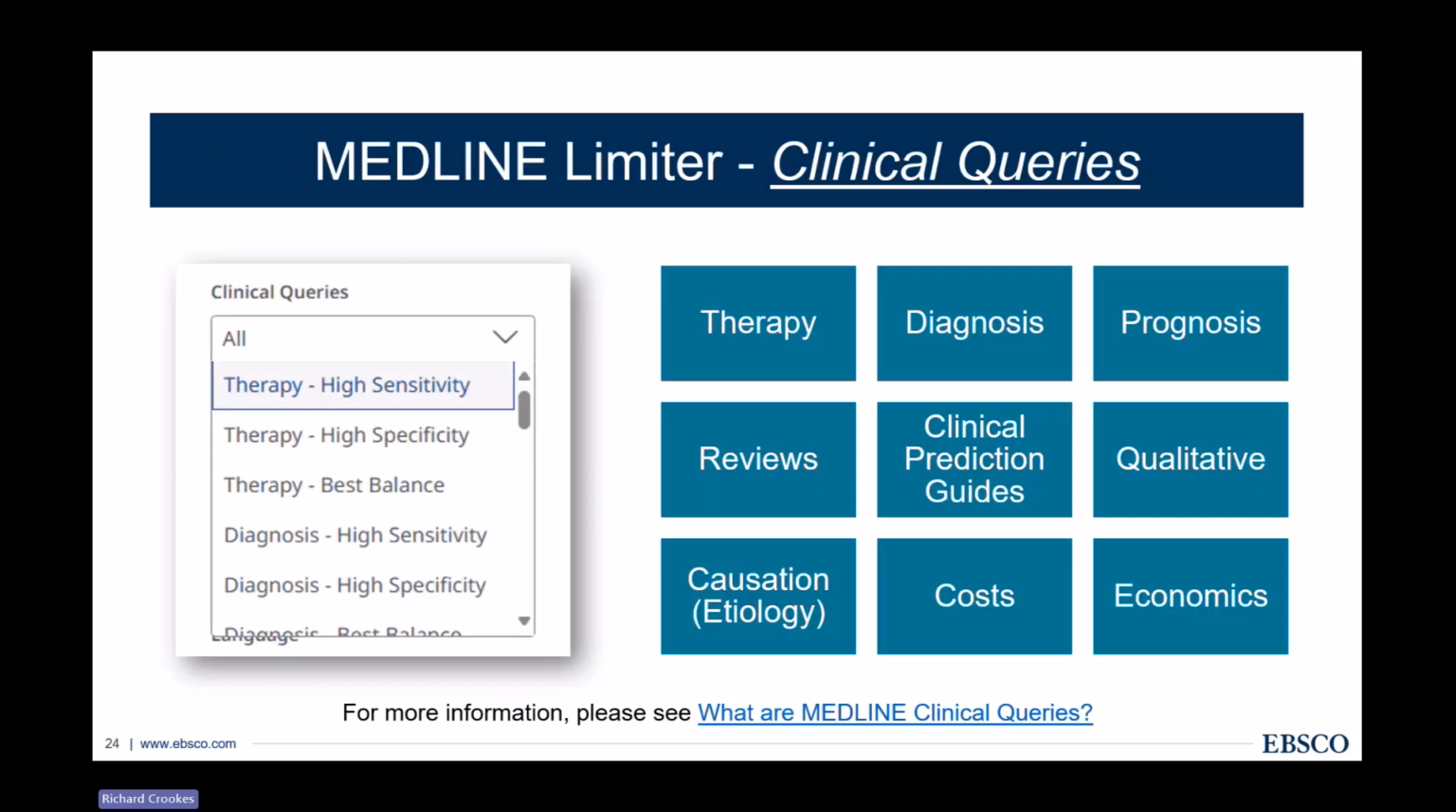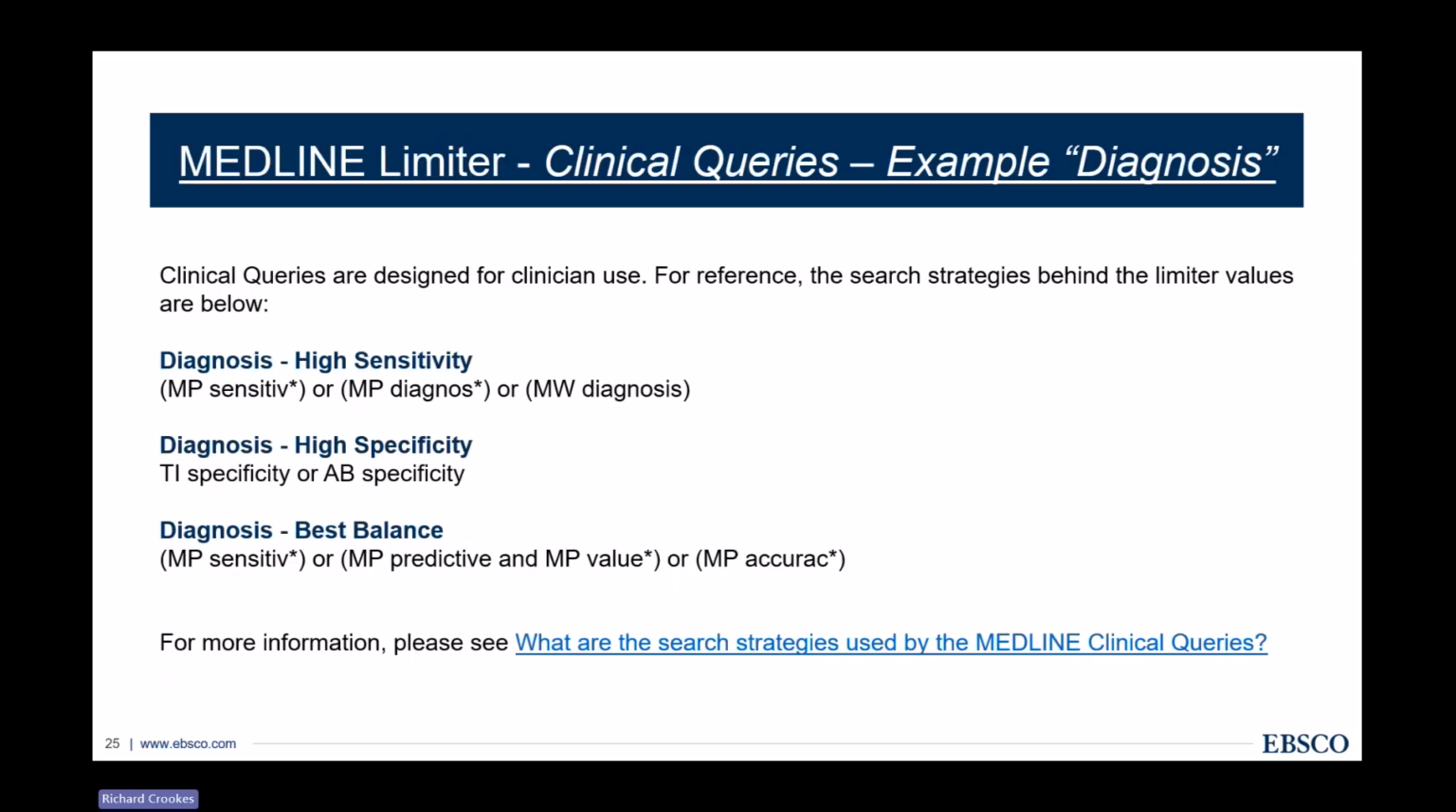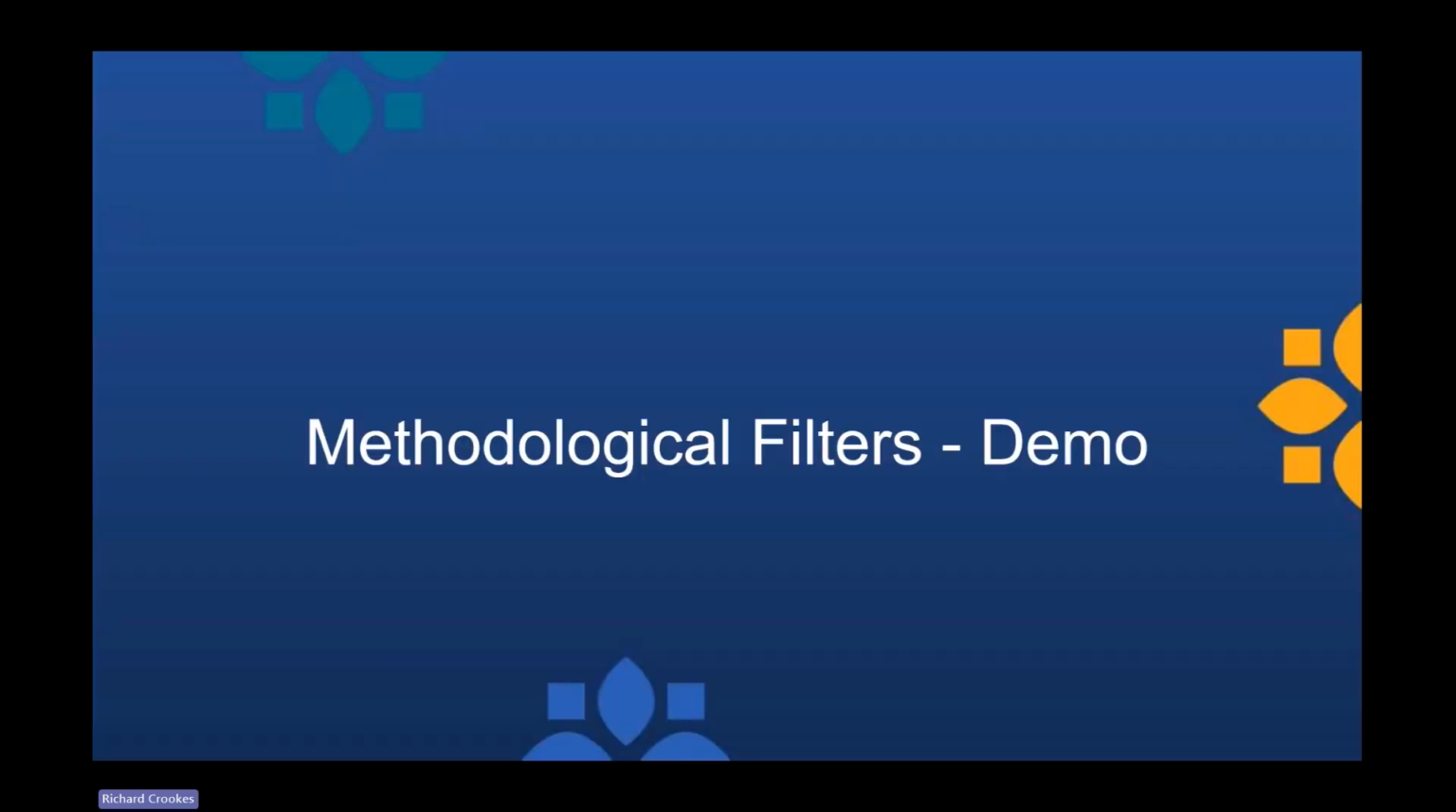Okay, and then with MEDLINE, you have additional areas like cost and economics, and also diagnosis, and they also have the relevant strategies for each of these. So again, you could copy and paste those search strategies and run them in the interface itself. Okay, so just to quickly illustrate how that would work.